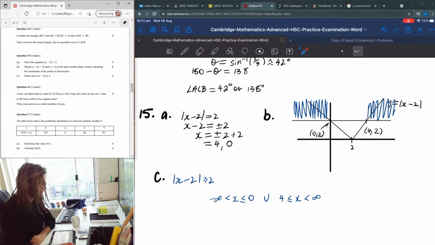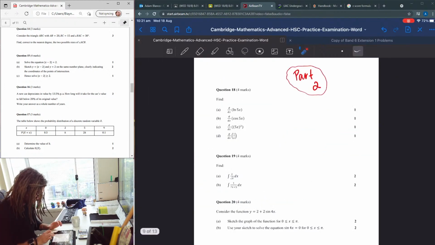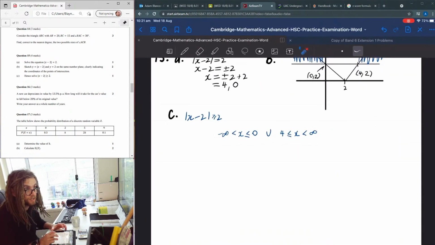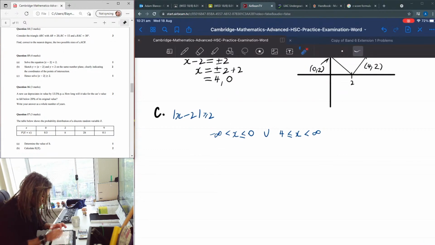Is that hard to see? Yeah. I'm going to question 17 for this first part. How many minutes am I up to? 24. Flying through this. Question 16. I like that, 16.